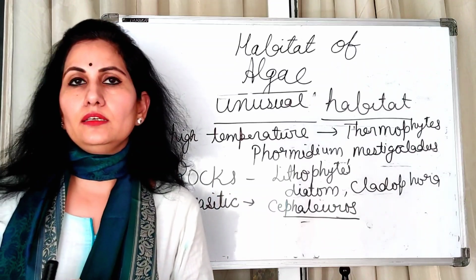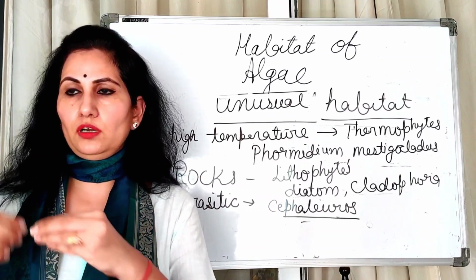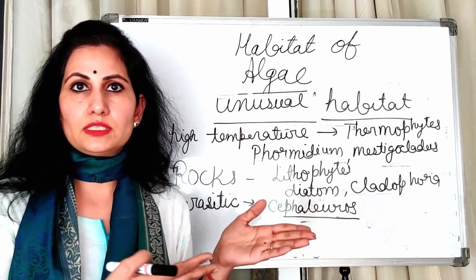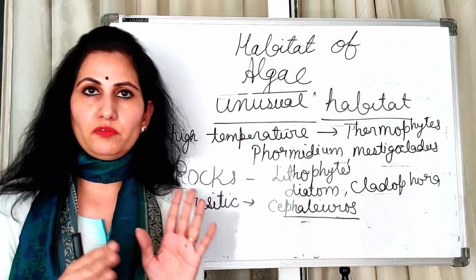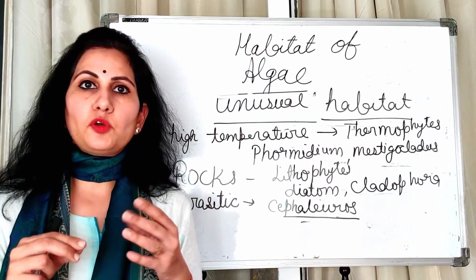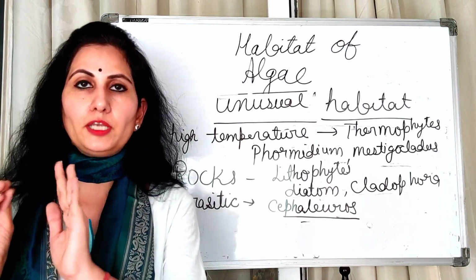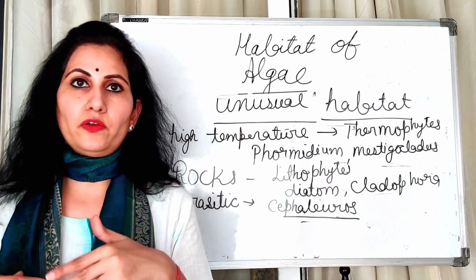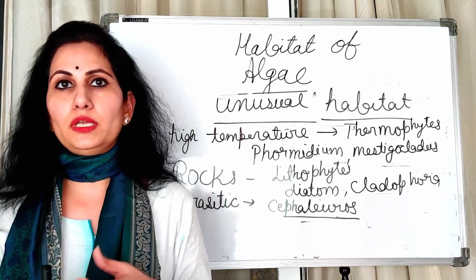Fine. Next algae which are found in unusual habitat are the parasitic algae. Parasitic algae are the algae which are found on other organisms, other plants or other animals, and they cause harm to that particular individual. So an example of such an alga is Cephaleuros. This is very important from the exam point of view also. Cephaleuros is the algae which causes a rust disease on the tea plant leaf. The most important and economic value part of the tea plant is its leaves, from which we make the tea that we drink on a regular basis. So this algae causes a rust on the leaf of the tea plant. So it is very hazardous.